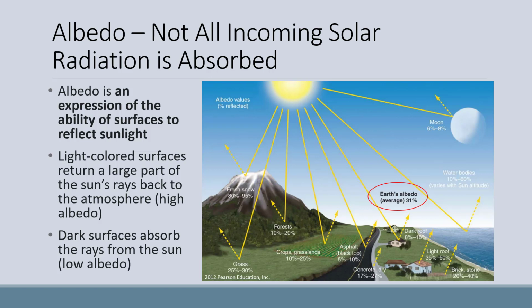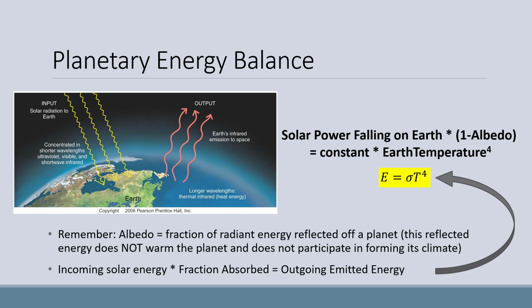Dark surfaces absorb the rays from the sun because they have a low albedo. The ocean has a fairly low albedo, though this varies quite a bit. Forests have a low albedo, and asphalt has an extremely low albedo. All of these factors affect the planetary energy balance for Earth.